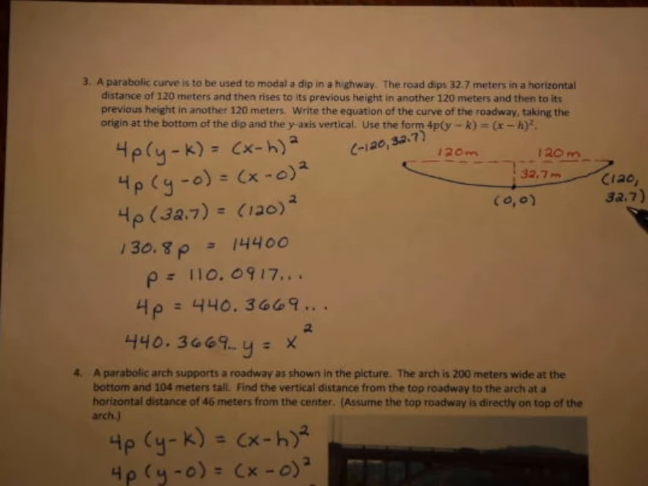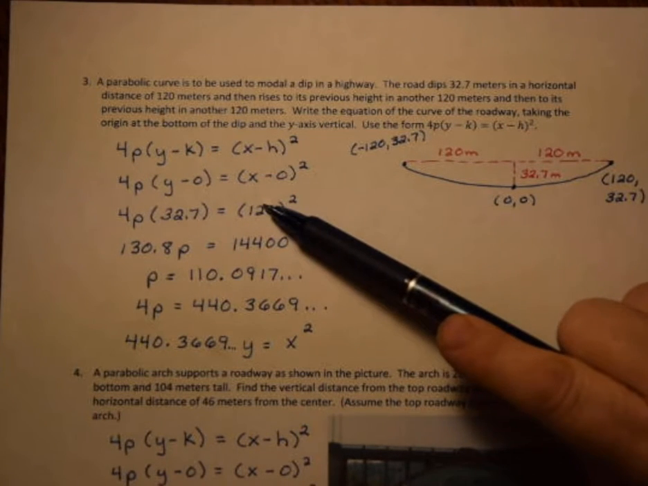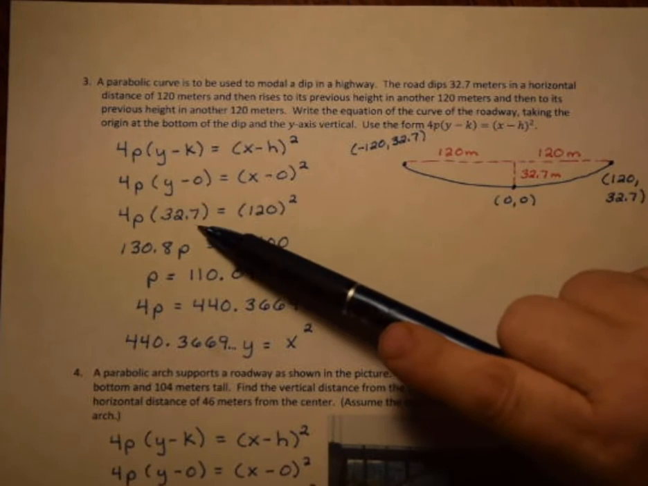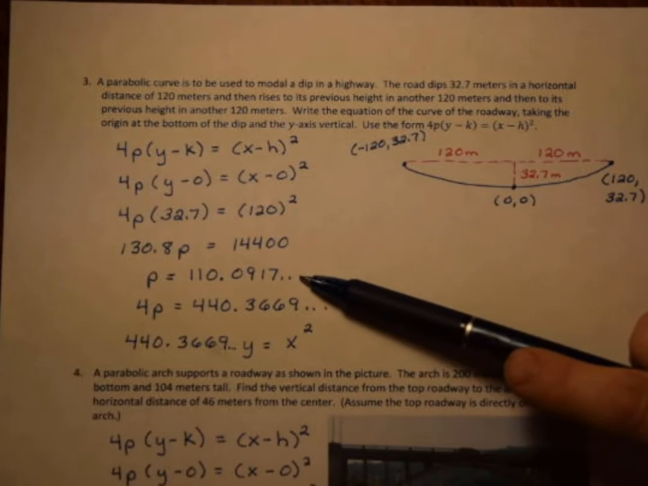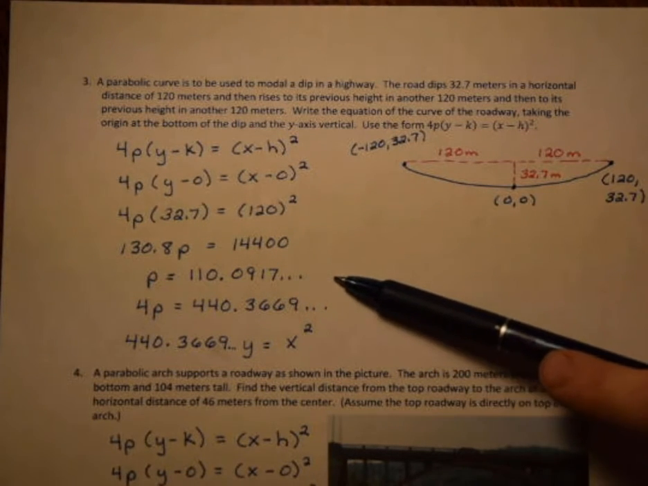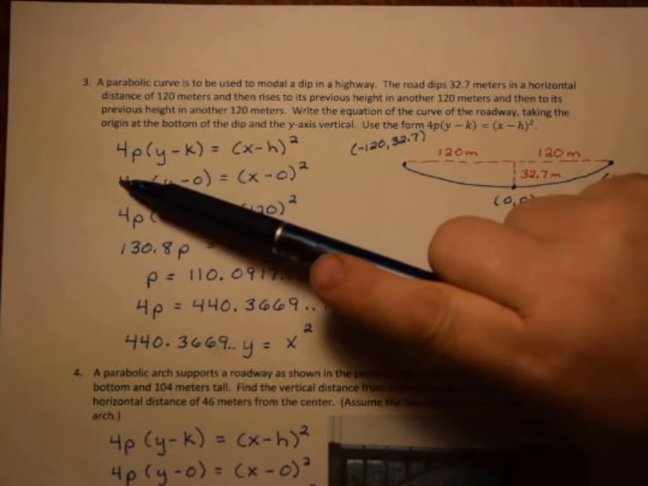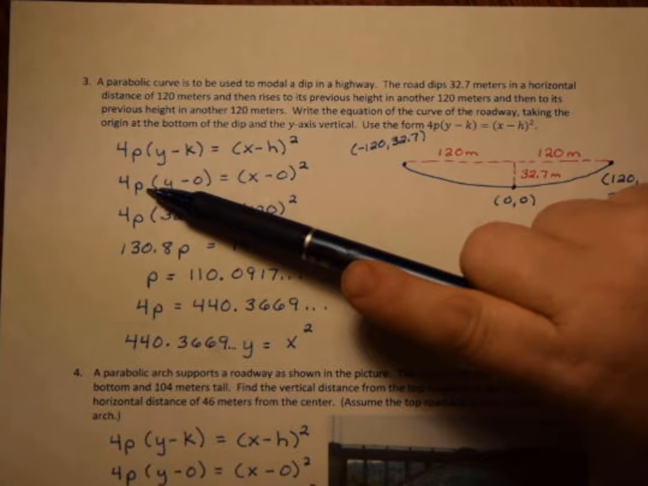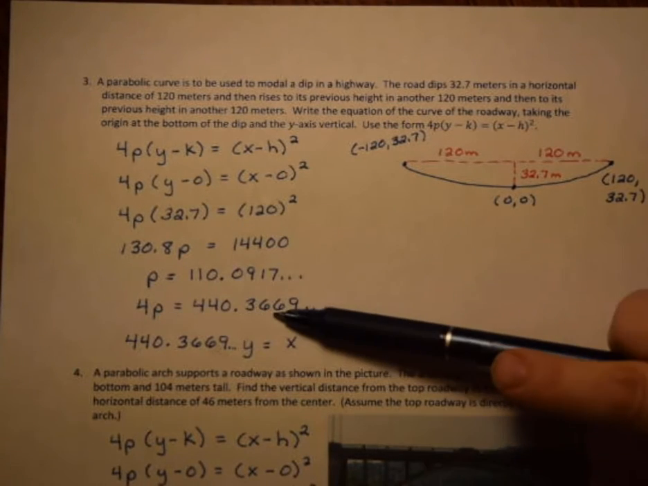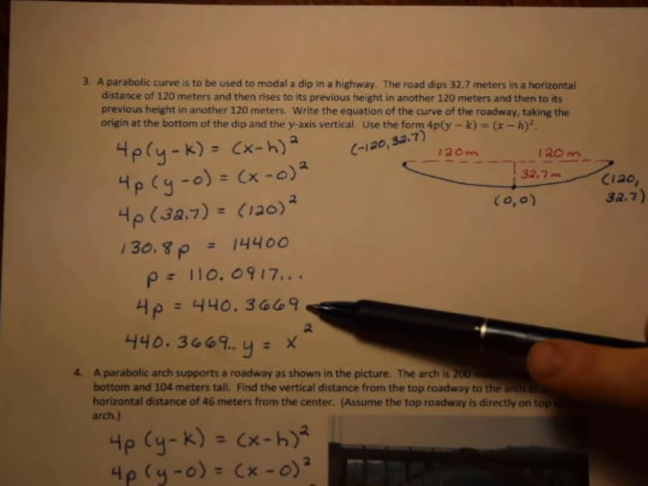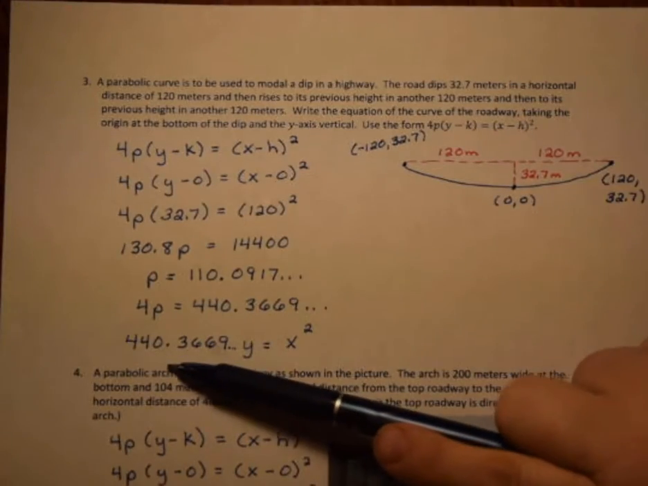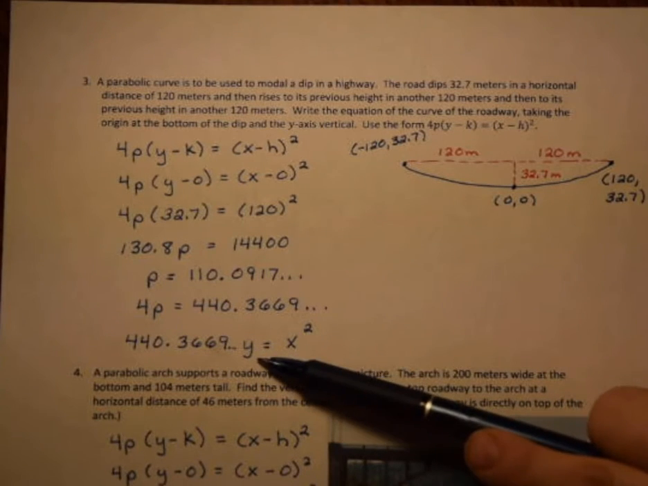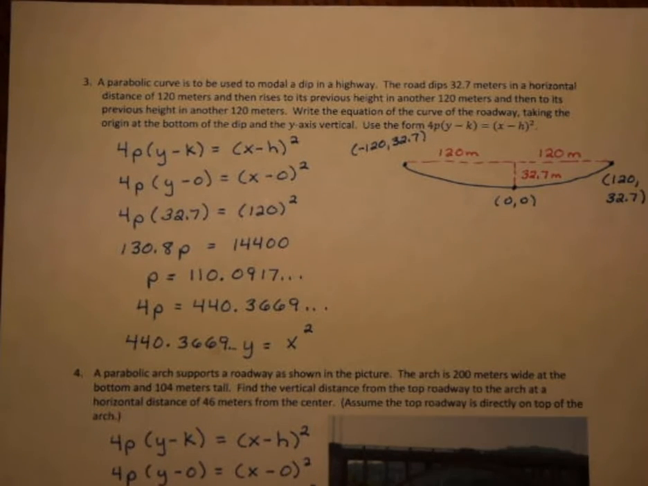Well, I like the positive numbers, so plug in the positive 120, plug in the positive 32.7, do the math and solve for p, and you get 110.0917 and so on. Well, that's all good and fine, but what we really need is 4p. So multiply both sides by 4, and you get 4p is equal to 440.3669. And then when you plug it back in here, you get 440.3669y is equal to x squared.